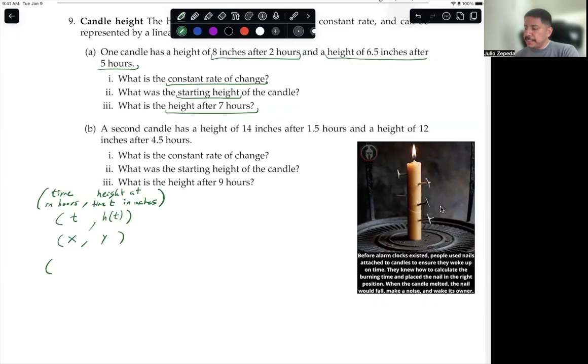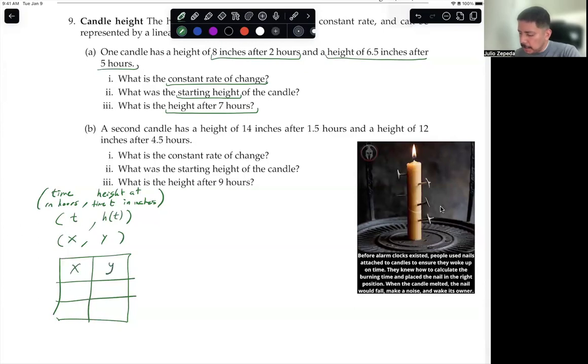Okay, so the time in hours: after 2 hours, we're told the candle is 8 inches tall. I'll actually organize my information. You could write them as ordered pairs, or we can write them in a table, however we want. So x and y: x hours and y inches. After 2 hours, we're at 8 inches, and then after 5 hours, we're at 6.5 inches.